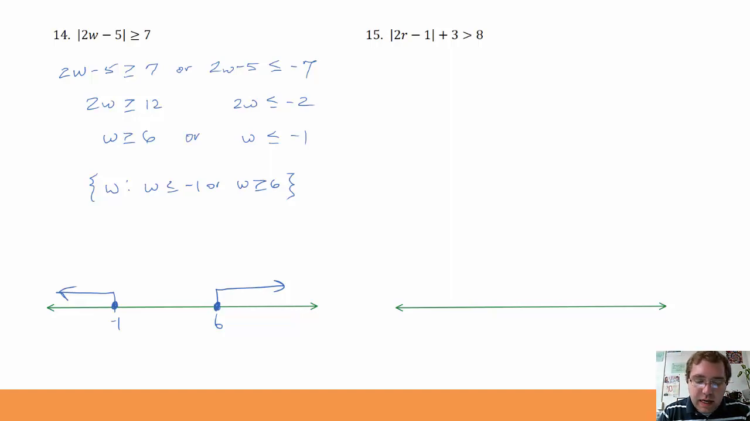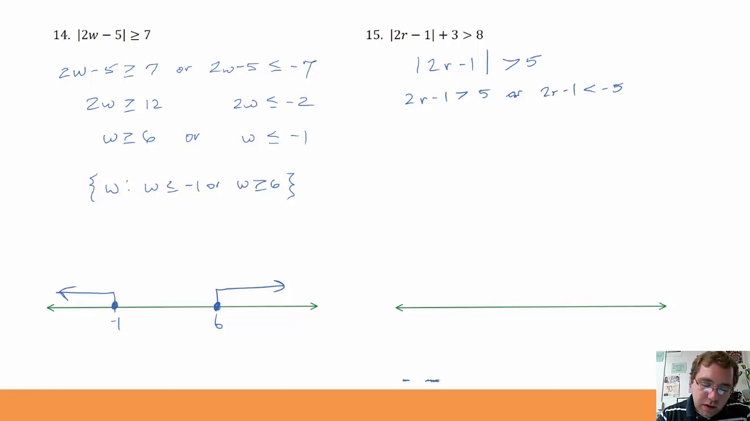15. The absolute value of 2r minus 1, plus 3, is greater than 8. Let's get that absolute value by itself. The absolute value of 2r minus 1 is greater than 5. Break it up. 2r minus 1 is greater than 5, or 2r minus 1 is less than negative 5.